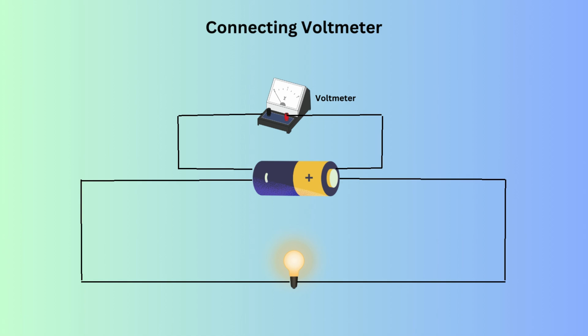So, a voltmeter also has two terminals, one marked with a positive, one marked with a negative. We need to connect the positive terminal of the voltmeter to the positive side of the component and the negative terminal to the negative side. So in this way, we can connect the voltmeter with the components.